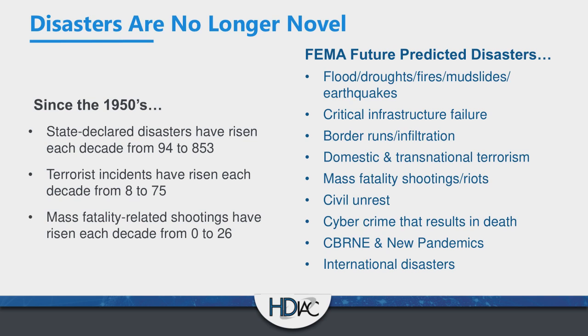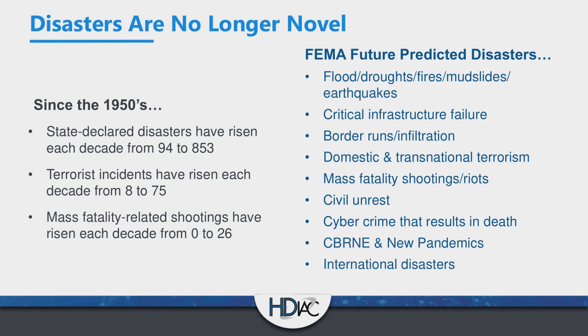Additionally, when conducting research, I started to notice a few things. Did you know that since the 1950s, state-declared disasters have risen each decade from 94 to 853? Terrorist incidents have risen each decade from 8 to 75, and mass fatality-related shootings have risen each decade from 0 to 26. So if you thought that there's a lot more disasters going on out there, there are.